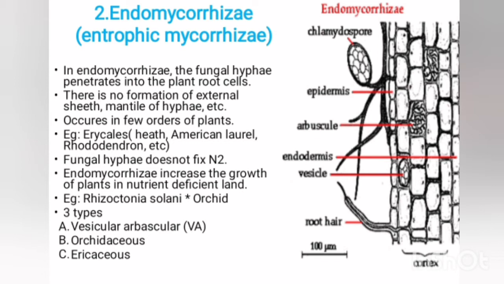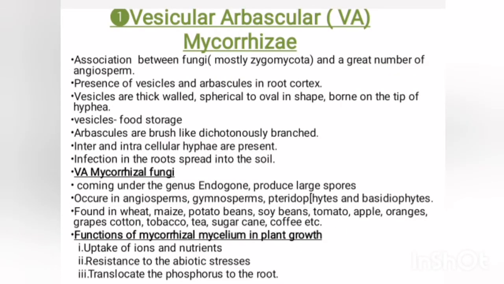There are three types of endomycorrhizae: vesicular arbuscular mycorrhizae or VAM, then Ericaceous mycorrhizae, then third one Orchidaceous mycorrhizae. Vesicular arbuscular mycorrhizae or VAM.